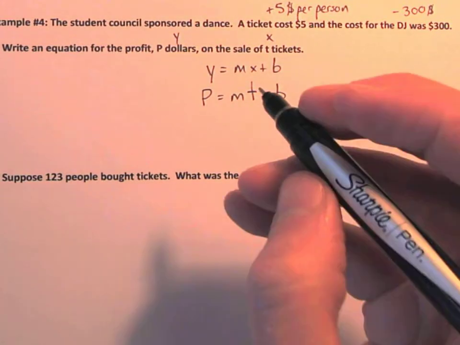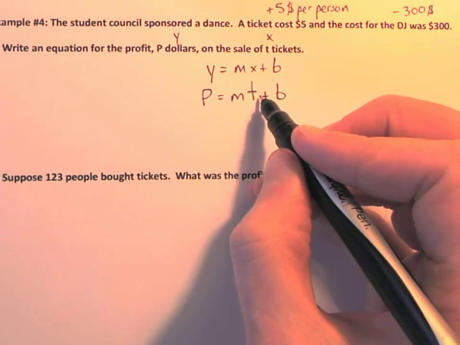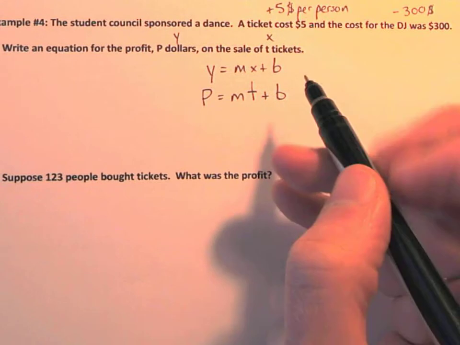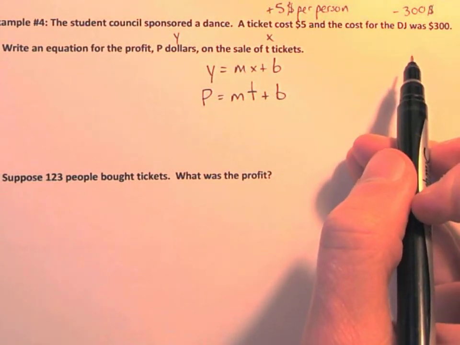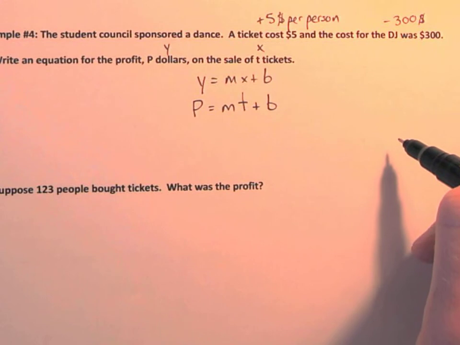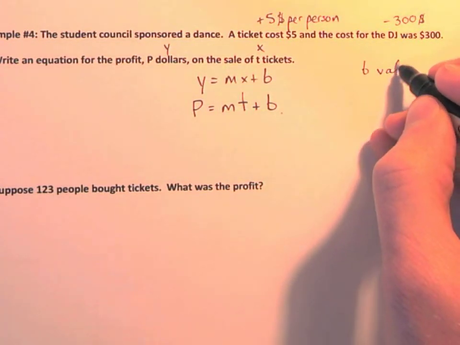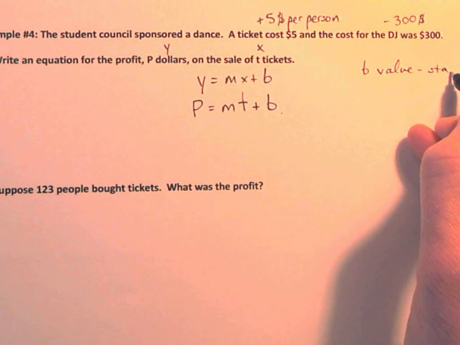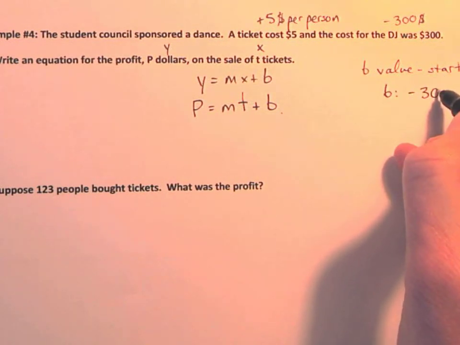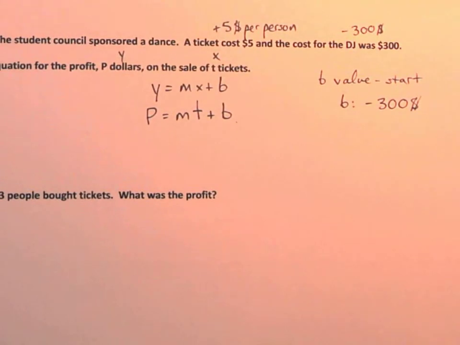All right, so our profit is equal to our slope times the number of tickets plus b. Okay, so here we're starting out at negative 300, because remember the b value is the starting value. So our b value is negative $300 because we have to pay for that DJ no matter what.